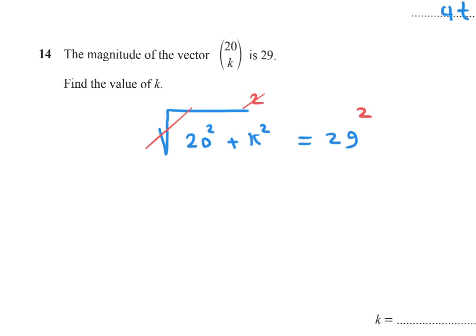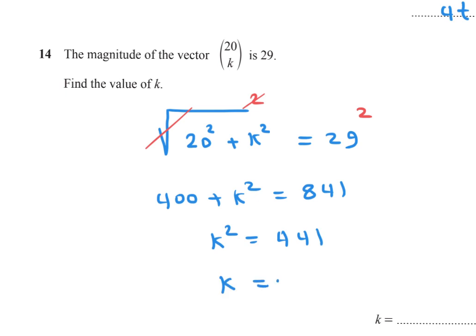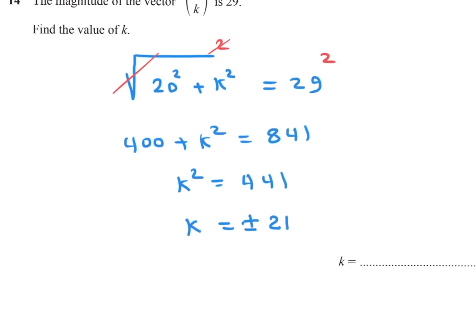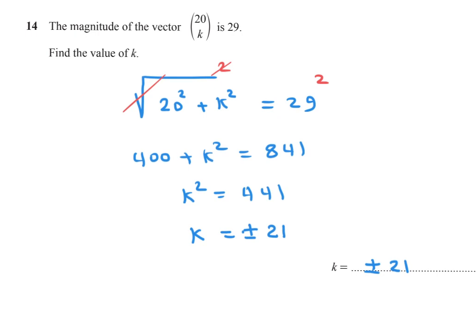So 20 squared, which is 400, plus k squared equals 29 squared, which is 841. Yes. Now k squared equals 841 minus 400, which is 441. Take the square root: 21. Positive or negative 21, because when we take the square root we have positive or negative.